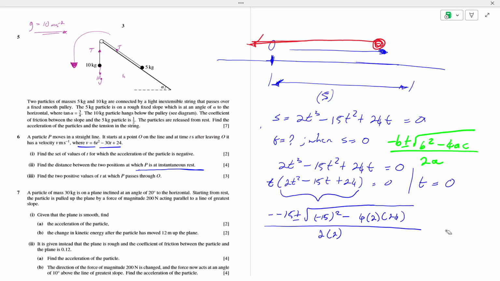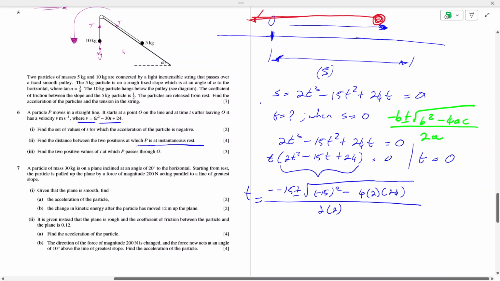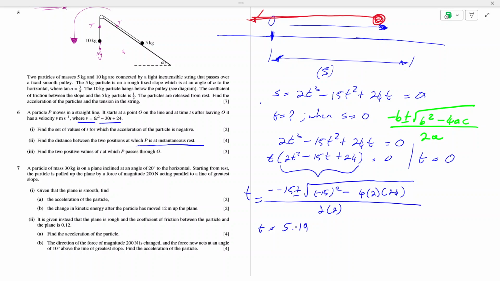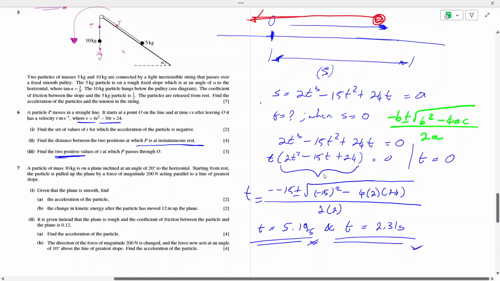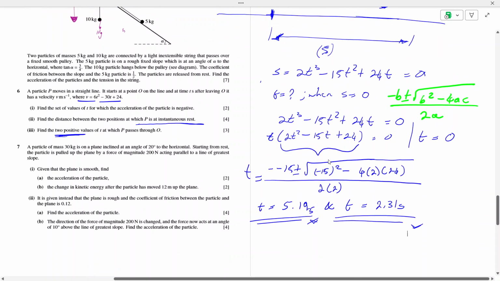When I do that, this is equal to t. I get the two values for t. To three significant figures, t is equal to 5.19 and t is equal to 2.31 seconds. Right, and those are my answers to the two positive values. Remember, it says positive values of t. Those will be my solutions for that question. Easy like that.